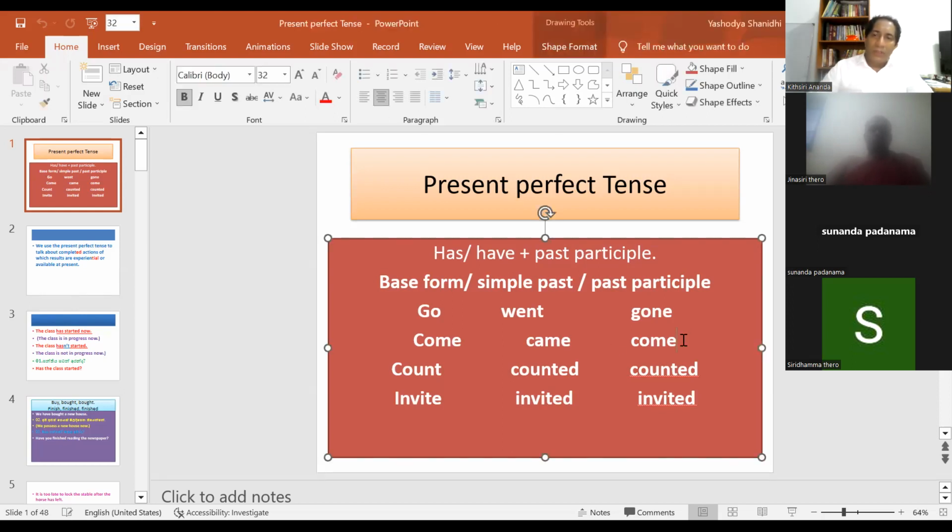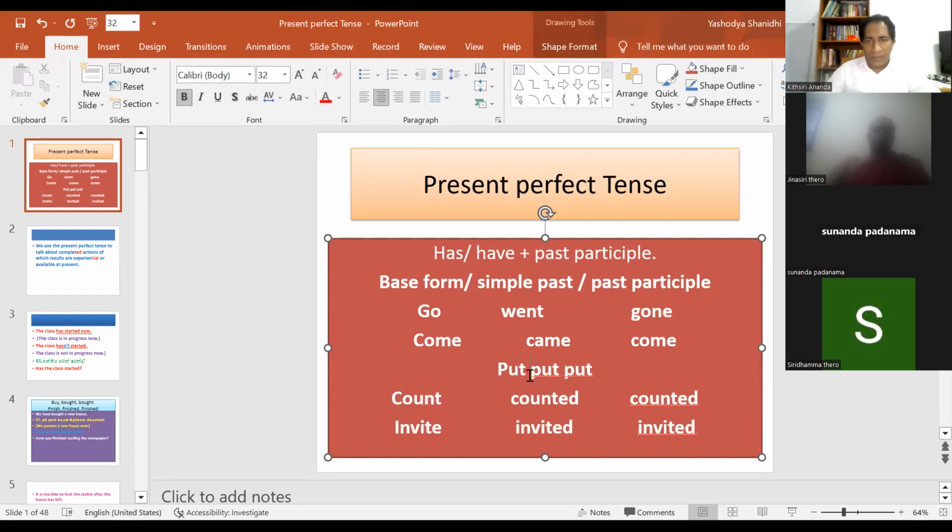Sometimes, you know, put, put, put. Sometimes the three major forms are the same. So when you just look at the first three examples, you can understand they do not have a particular pattern when forming the three major forms.